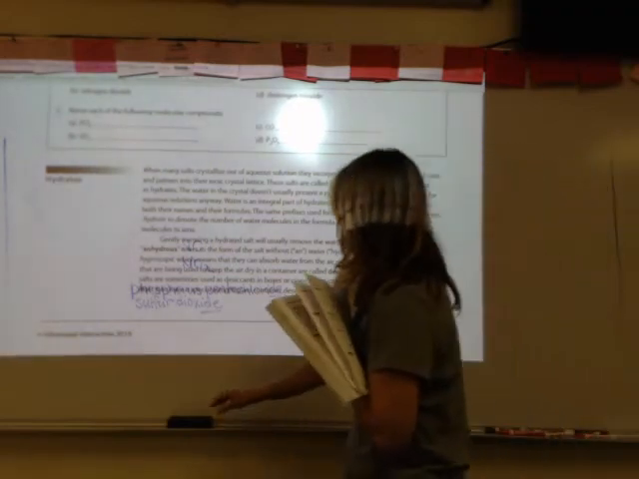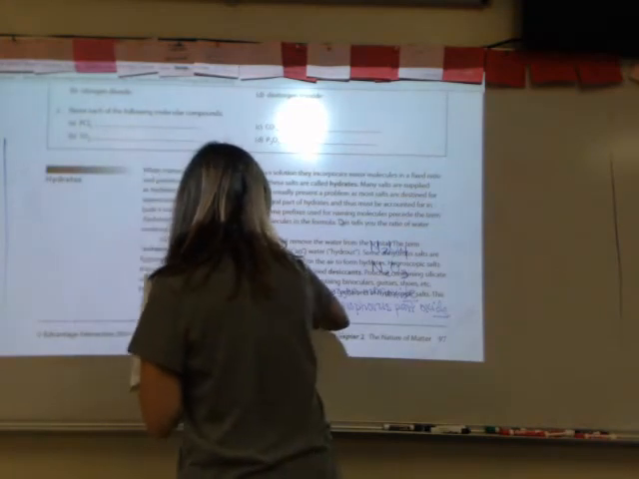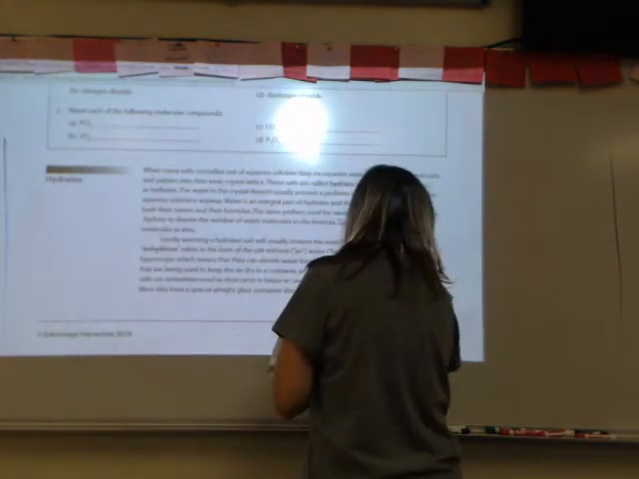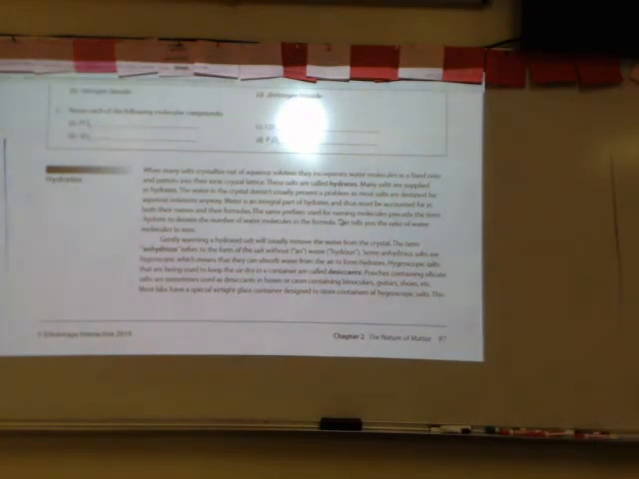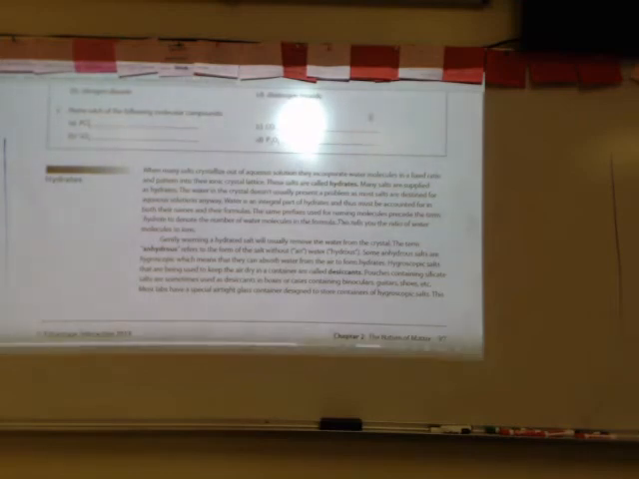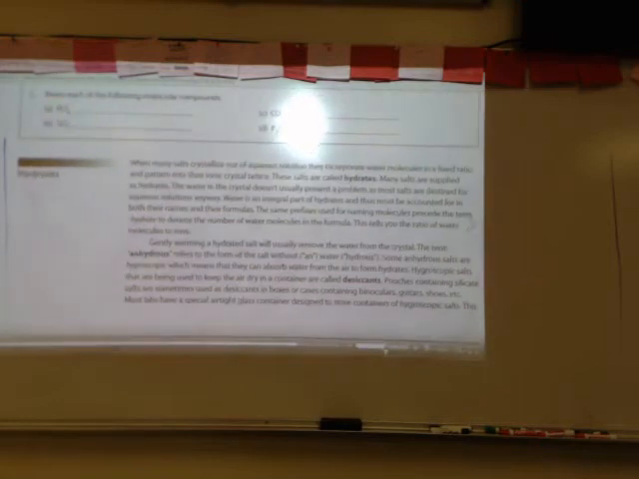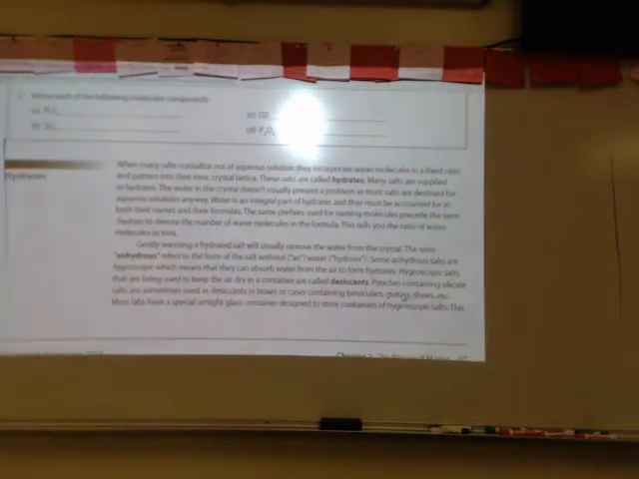Okay, let's talk about hydrates. Hydrates are salts that have water attached. And they will have water attached. You'll see a little tiny multiplication symbol after the ionic compound with however many waters are attached to it.